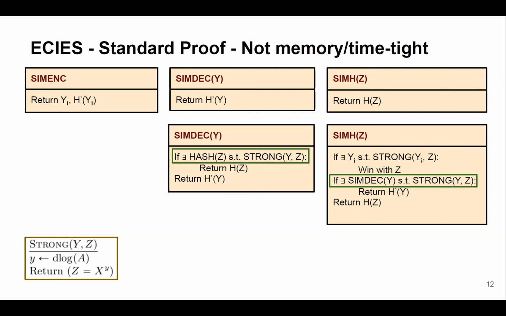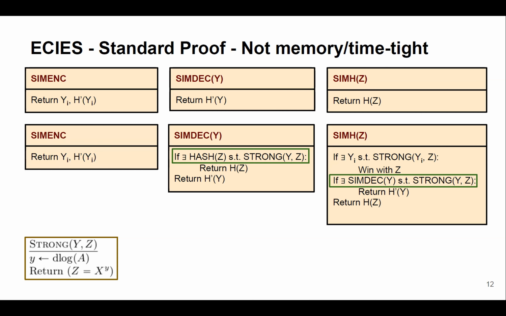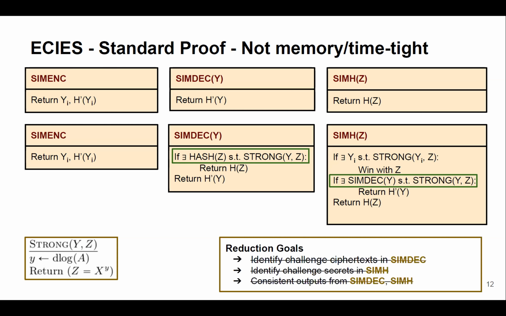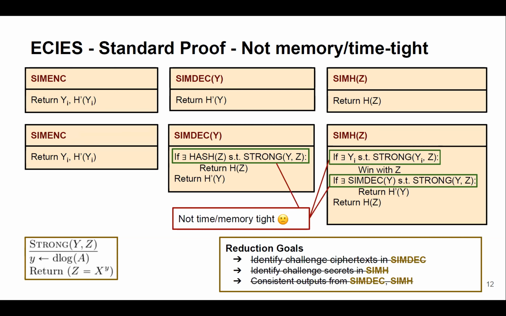A similar check is also performed inside of SIMH. Now we're able to maintain consistent outputs between these two oracles. We don't change the construction of SIMENC. If we recall the goals of our reduction again, we see that this standard proof allows us to attain all goals that we outlined earlier. Unfortunately, this reduction is not time or memory tight.